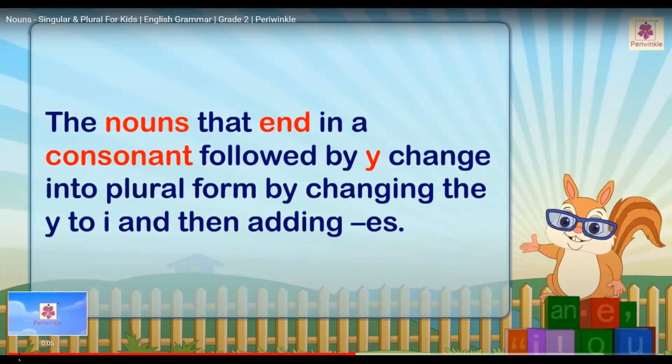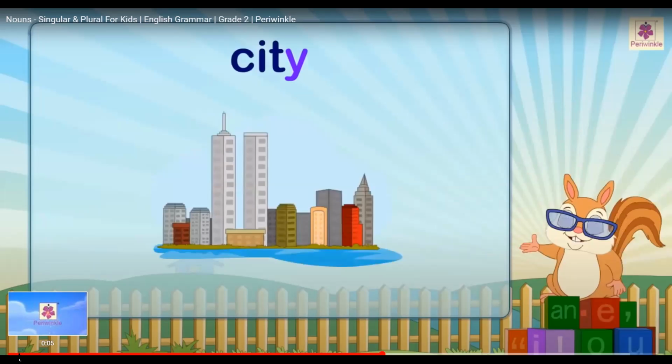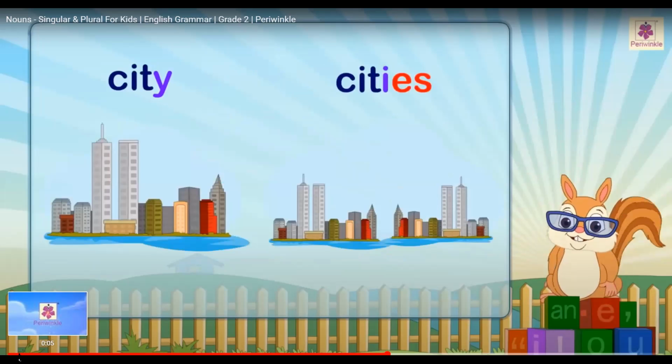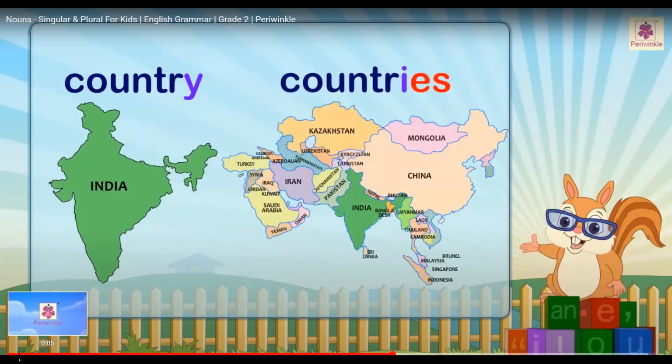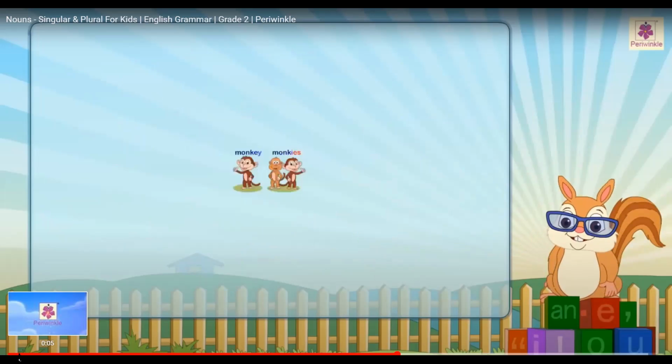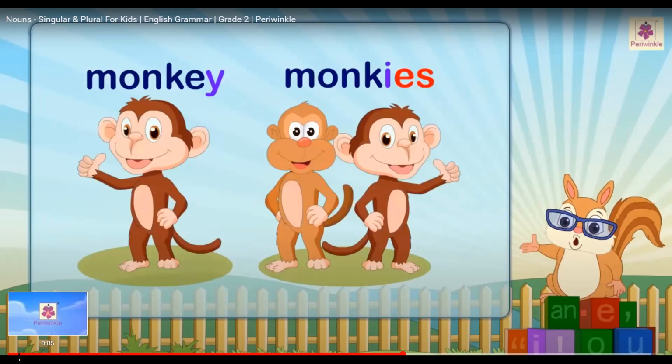The nouns that end in a consonant followed by Y change to plural by changing the Y to I and then adding ES. Now, the word which ends in Y, but before that is a consonant. Take city: Y is the last letter, before that is T, and T is a consonant, right? So we need to add IES. But monkey is an exception, so this is wrong. Monkey, monkeys, just adding S.